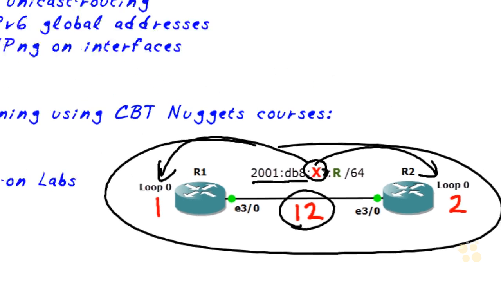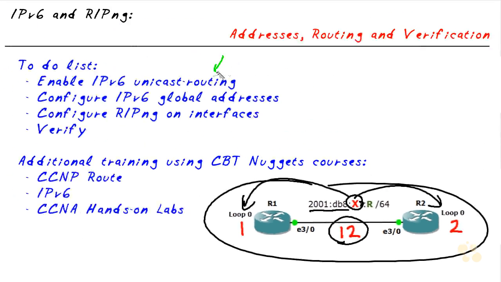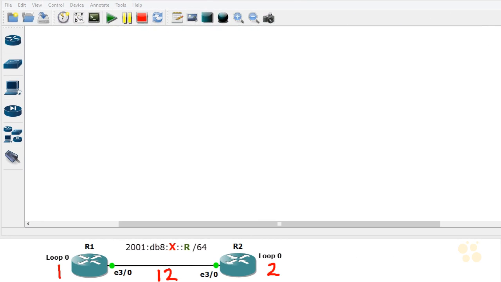Our laundry list of items we're going to do include enabling IPv6 unicast routing. We'll configure the global addresses. We'll go ahead and let the systems automatically configure their link local addresses using EUI64. We'll enable IPv6's RIPng, and then verify that we have full reachability between loopback 0 on R1 and loopback 0 on R2. So let's get this party started.